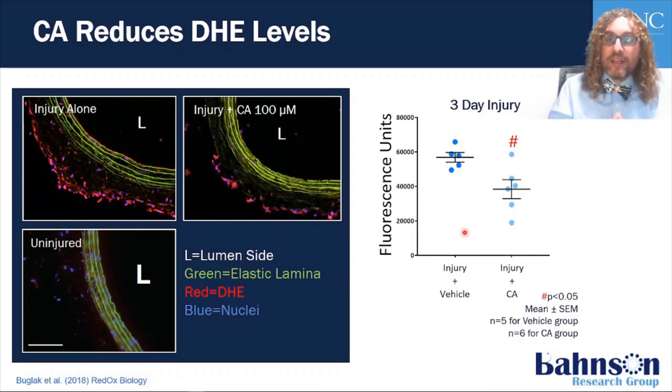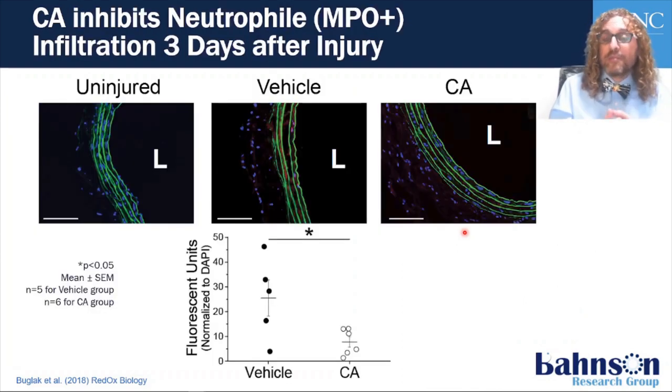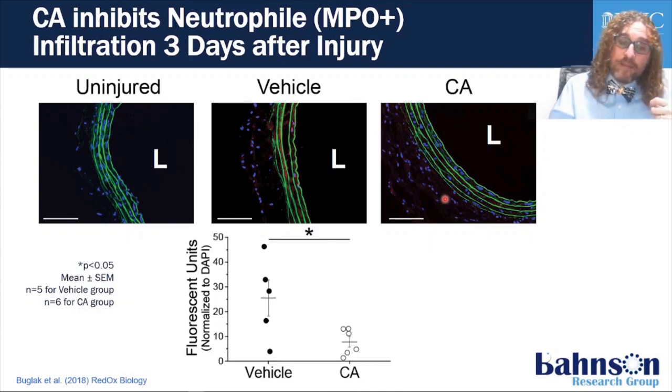Other aspects to study were the infiltration of inflammatory cells, because after injury we know that neointimal hyperplasia is driven not just by the redox dysfunction of smooth muscle cells, but pro-inflammatory cells will come and produce reactive species in the vascular wall as well. So first we looked at neutrophils, assessing myeloperoxidase positive cells. And again, we see that there's an increase in signal after injury that is significantly inhibited with CA. So there's less infiltration of neutrophils.